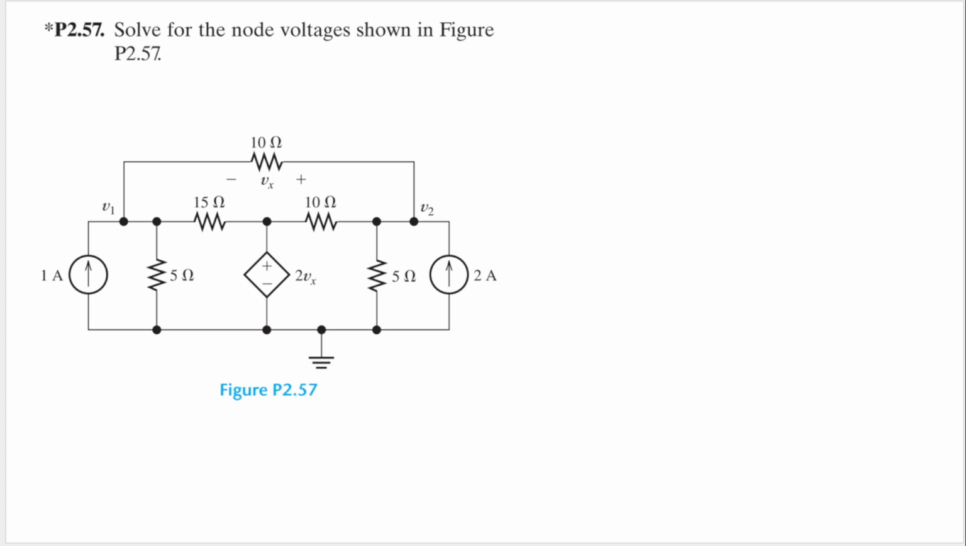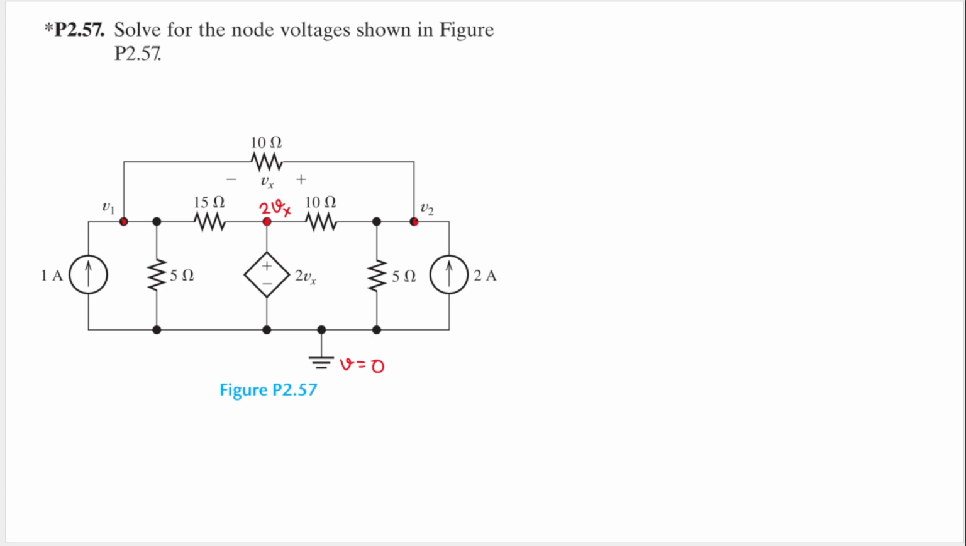So the question is to solve for the node voltages shown in figure P2.57. So this is the figure and we are given that our ground is here. Let's label that. So the voltage here will be 0, and the nodes we have are V1 here and V2 here. Then we have this 2Vx from the ground, so the value here will be 2Vx.